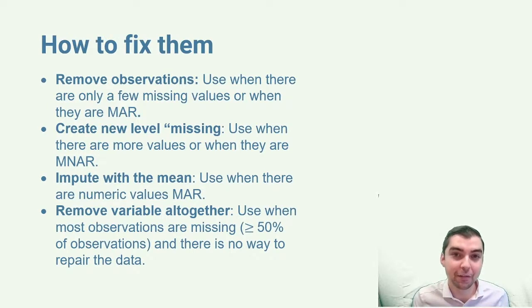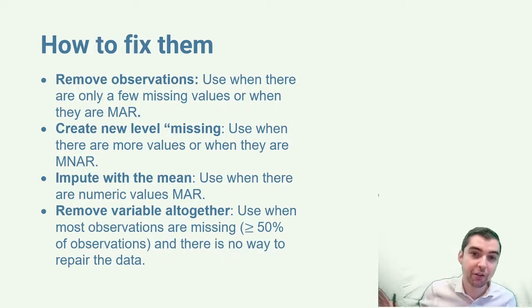So how can you fix these values? Well, the first is that you could just remove the observations altogether. You should use this only when there are a few missing values or when they are missing at random. You can create a new level called missing and use this when there are more values or when they are MNAR, missing not at random. You can also impute the values with the mean. You should do this when they are numeric and they're MAR.